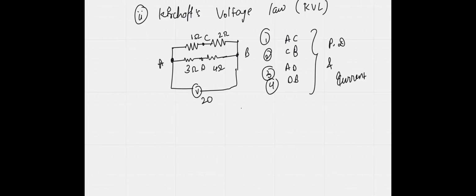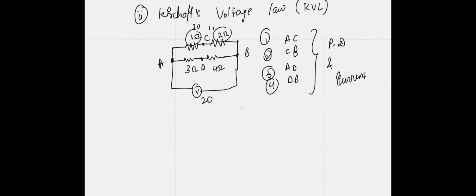Sir, for AC, current is 20 amperes. For CB, 10 amperes. For AD, 6.6. And for DB, 5. Wait, you are getting 20 amperes current? Yes, 20 amperes current. Okay, solved for the current, that is fine. What is the current for this 1 ohm and 2 ohm? 20 and 10, sir.